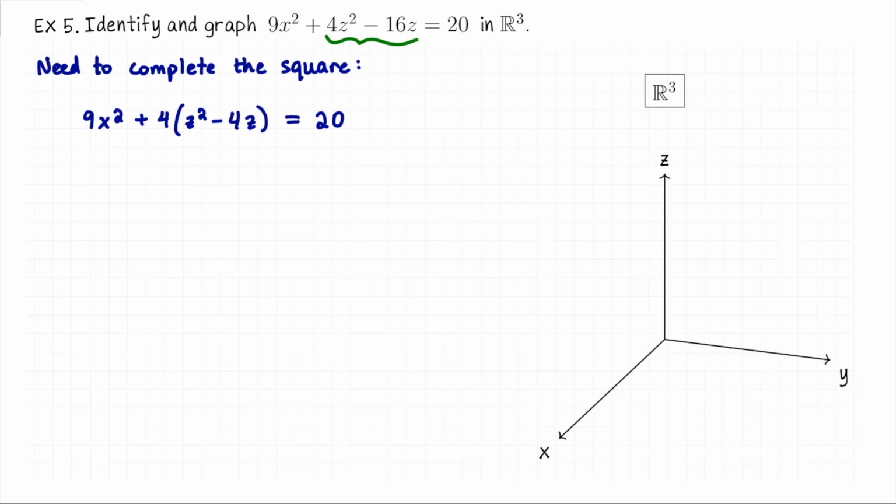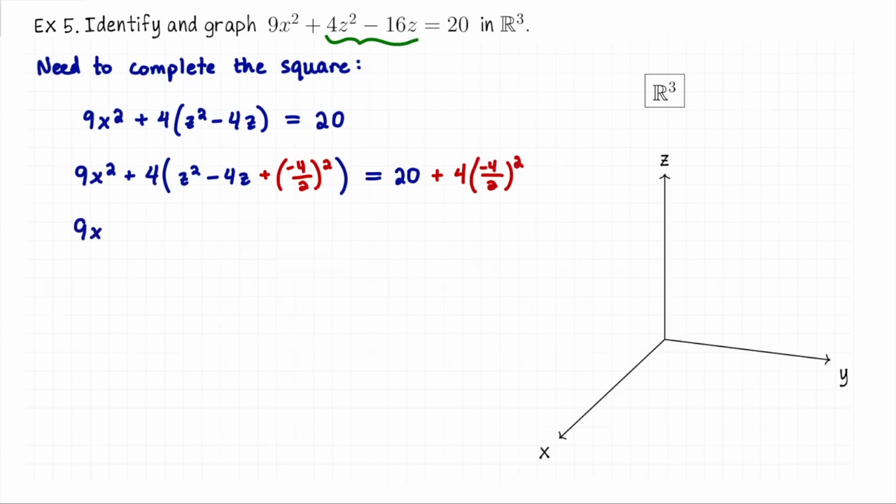Now we'll complete the square with the z squared minus 4z. So I'll take that coefficient of negative 4, divide it by 2, and square it. So we get 9x squared plus 4 times z squared minus 4z plus negative 4 divided by 2 squared equals 20 plus, and then let's see, what have I actually brought onto the left-hand side of the equation that's new? We have negative 2 squared is 4, but then that's actually going to be multiplied by this 4 out here. So 4 times negative 4 divided by 2 squared.